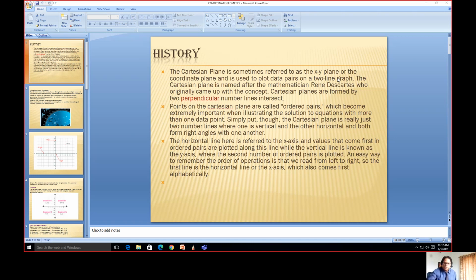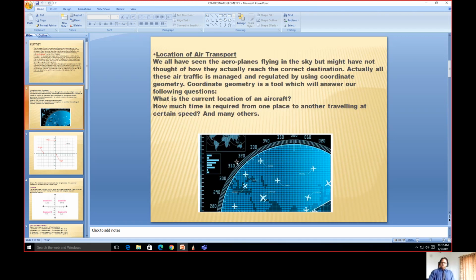Now, children, let's see what is the use of this chapter. Though there are many uses of this chapter, I have made a PowerPoint presentation of one of them. We have all seen an aeroplane flying in the sky. You must have traveled from one place to another in a plane also, but might not have thought of how they actually reach the correct destination. Now, this is an important point. Actually, all this air traffic is managed and regulated by using coordinate geometry.